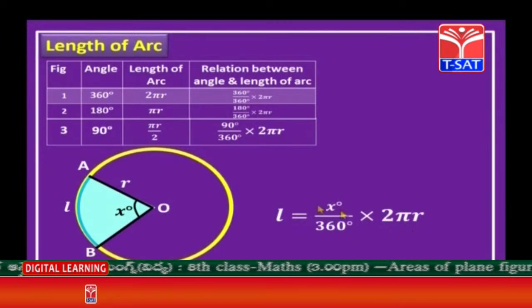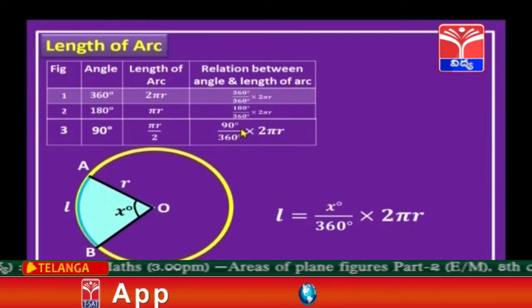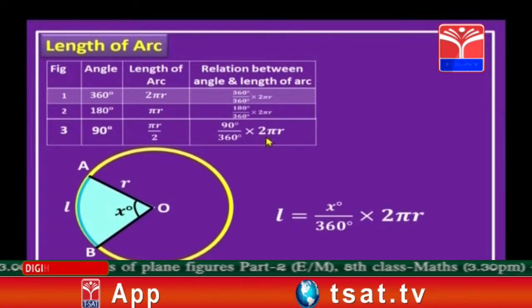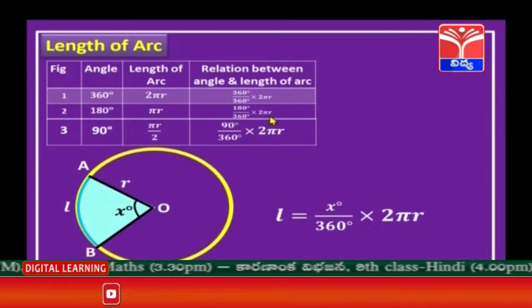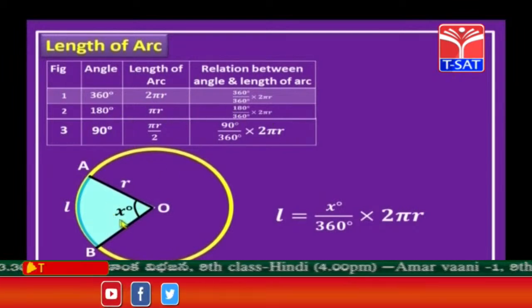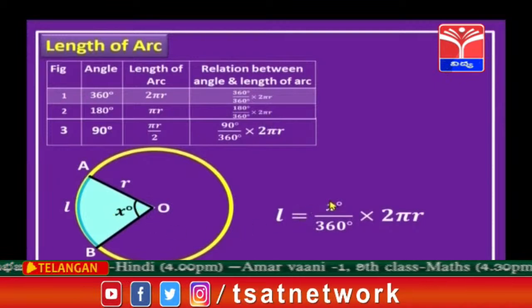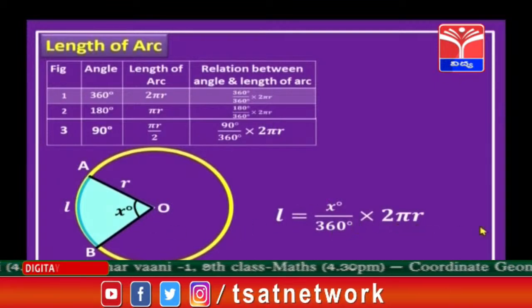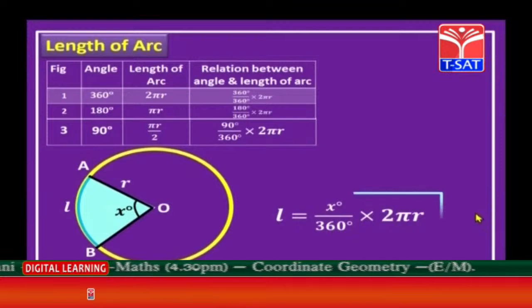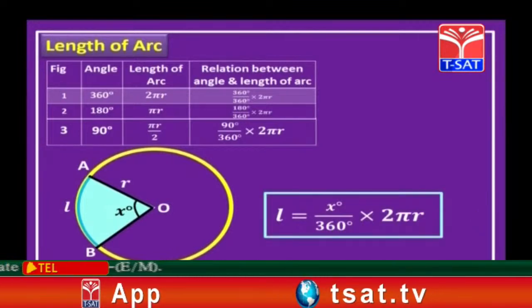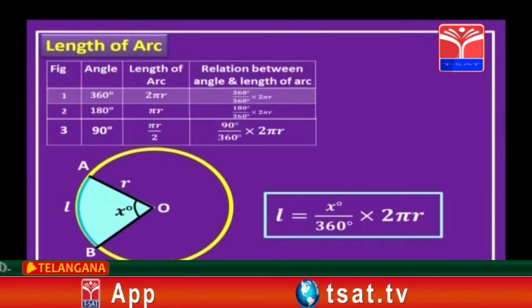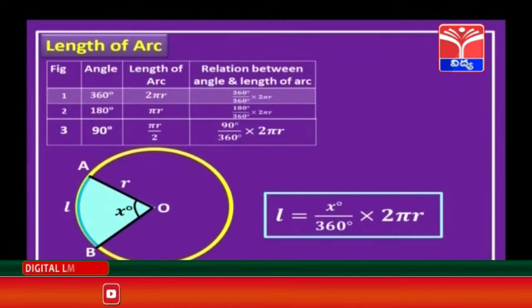Why like that? So when it is subtending 90 degrees, we took 90 by 360 into 2 pi r. When it is subtending 180 degrees, we took 180 degrees by 360 into 2 pi r. So similarly, when it is subtending x degrees, it should be x degrees by 360 into 2 pi r. So this is the formula to find the length of arc of a circle, x degrees by 360 degrees into 2 pi r. Okay, children.